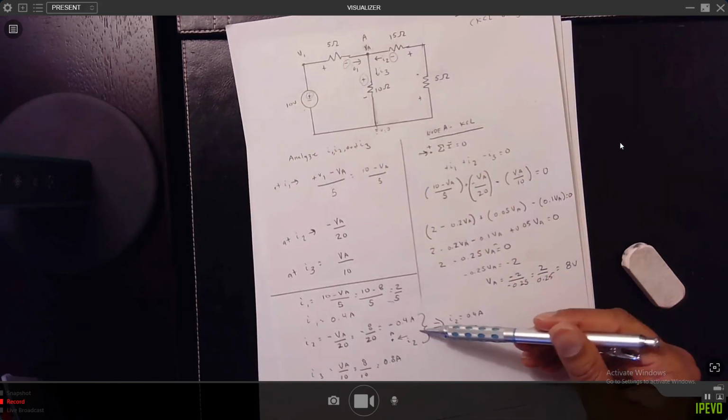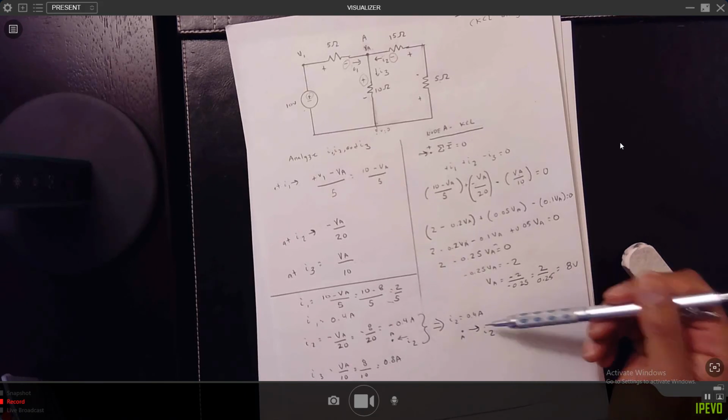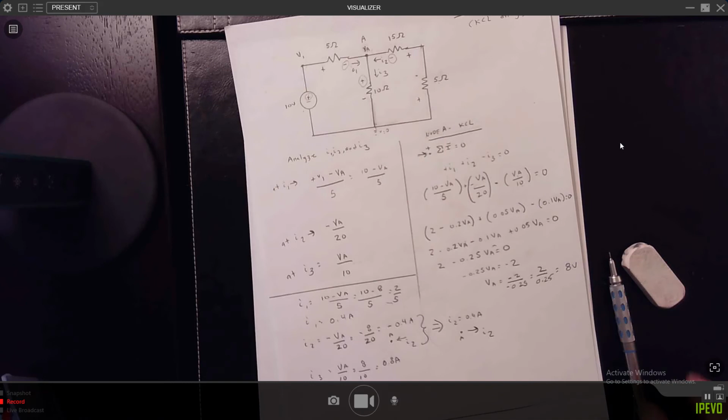Okay, and I'm going to go ahead and separate this real quick to give you a clarification on how this works. So this is an interesting way to solve this problem.